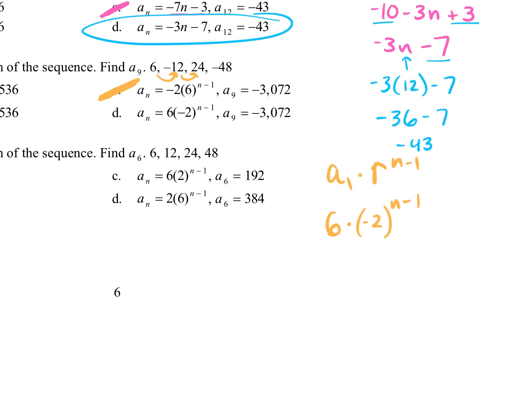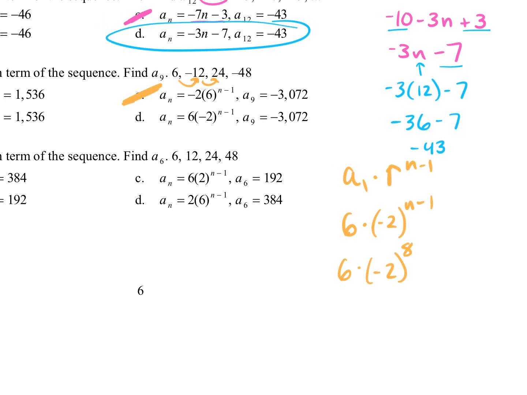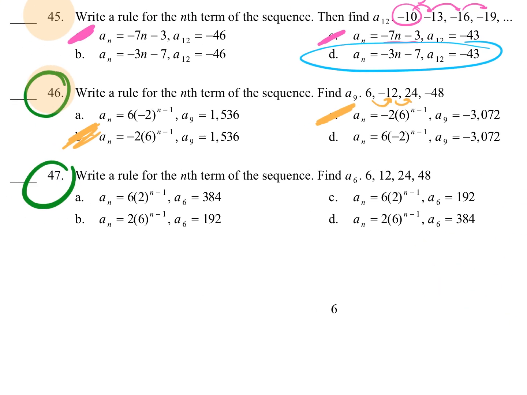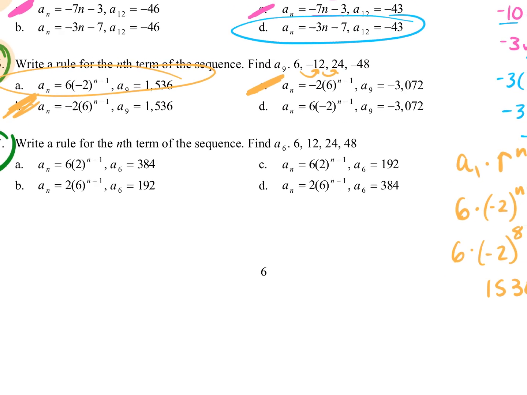Now it asks us for the 9th term here, so we're going to plug in 9. So we have 6 times negative 2 to the power of 9 minus 1, which would be to the power of 8. Negative 2 to the power of 8. I can't do this in my head. Anybody have a calculator? It should be positive something. 36, you said? Yeah. And then times 6. Oh, you already multiplied it. Perfect. So that would be answer choice A. Awesome.